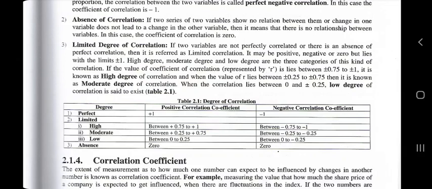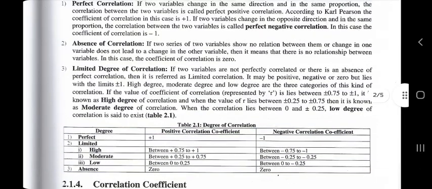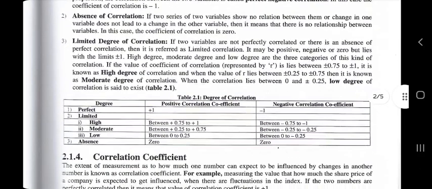It can be called a perfect correlation, but it is negative when the value is -1. When it is between -0.75 to -1, then it is a limited negative correlation, and the degree will be high.